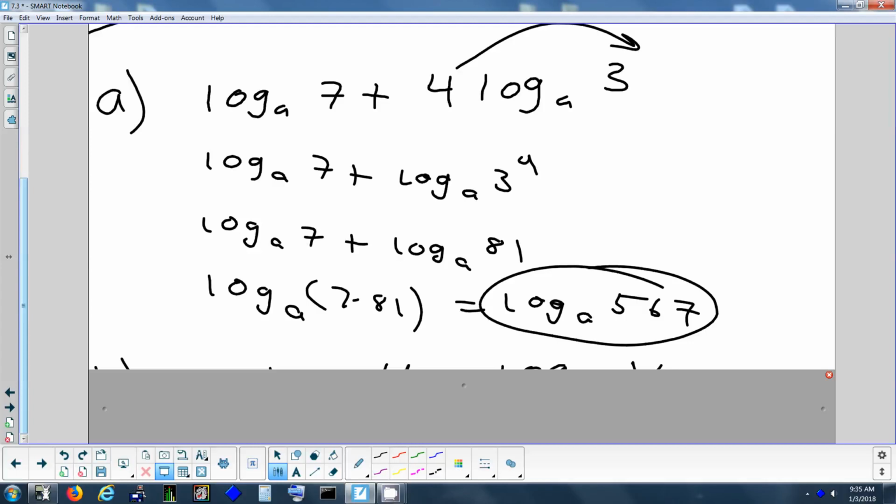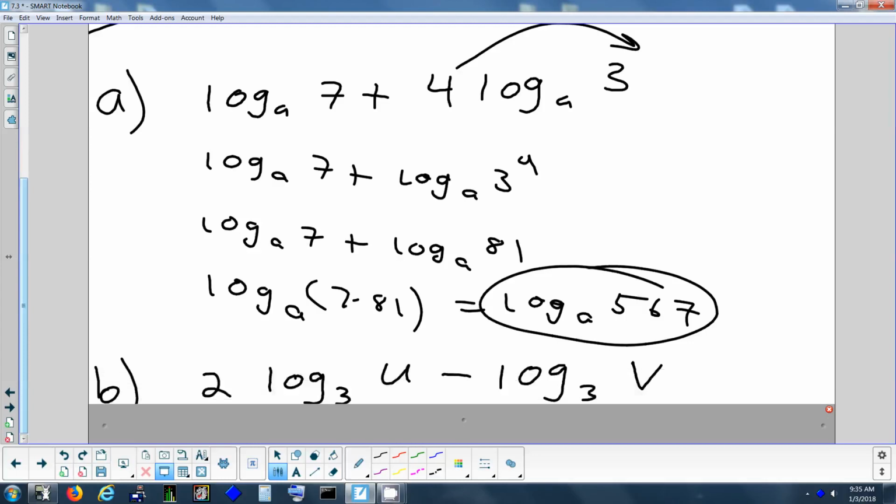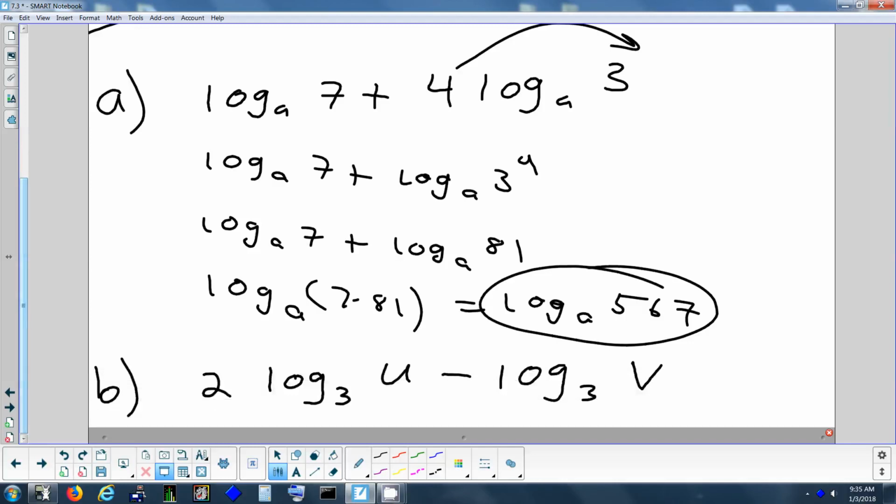You're not always going to get all numbers in the final answer. Depends on the problem. The next one has u and v in it, so you're not actually going to have any numbers to multiply together. But in the last one, we did. Okay. Any question on example A? Okay. Let's look at B. It says 2 times log base 3 of u minus log base 3 of v.